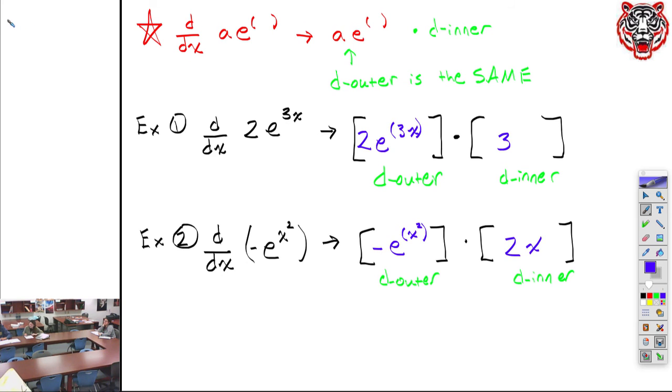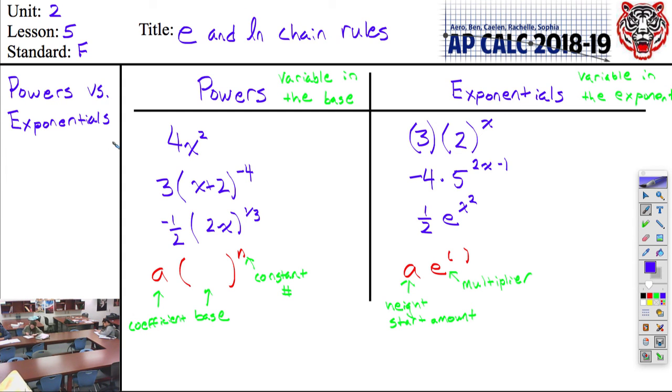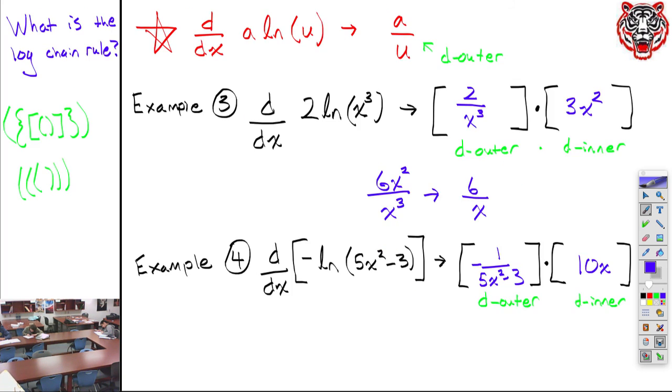Okay, what is this one? What rule was this? Natural log. No, it's, careful. Exponential. Yeah, there it is. What is the exponential chain rule? Question mark. All right, perfect. We have our questions. Go ahead and do summaries.